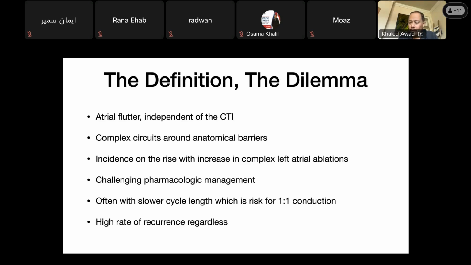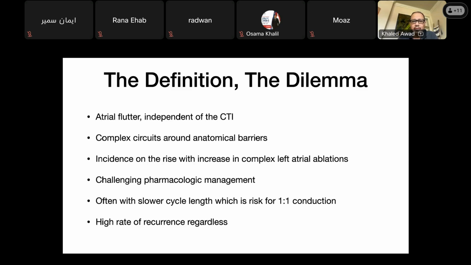When we talk about atypical flutter, honestly, what jumps at me immediately is the difficulty in mapping. Atypical flutter is a mapping dilemma. The problem is mapping. And so what is the definition? What is atypical flutter? What do we call atypical flutter?